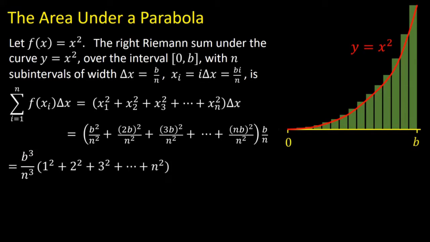And now you can factor out b cubed over n cubed. What's left? Now here's a difference. Instead of 1 plus 2 plus 3 and so on, we have 1 squared plus 2 squared plus 3 squared plus ... plus n squared.